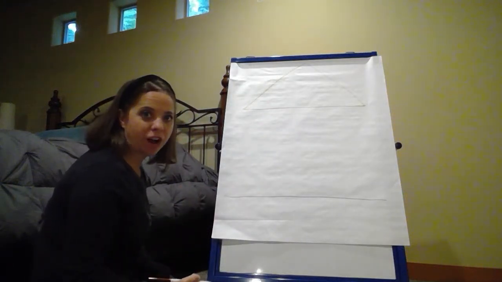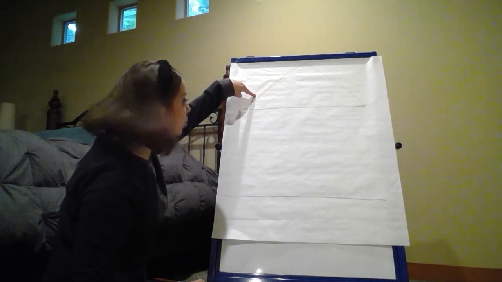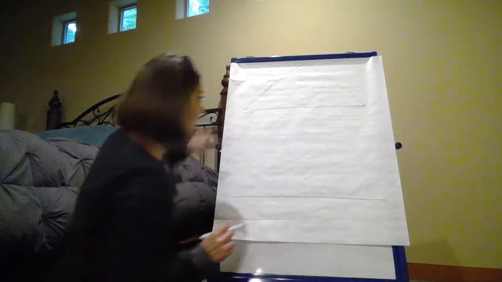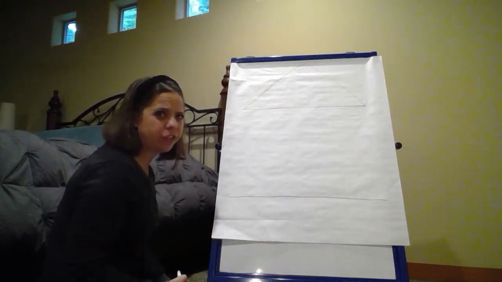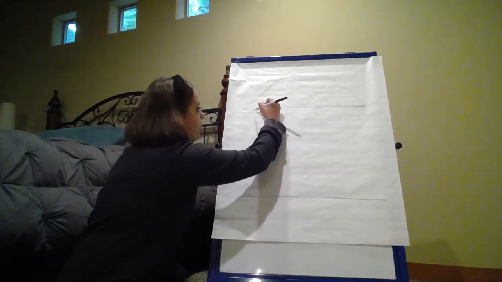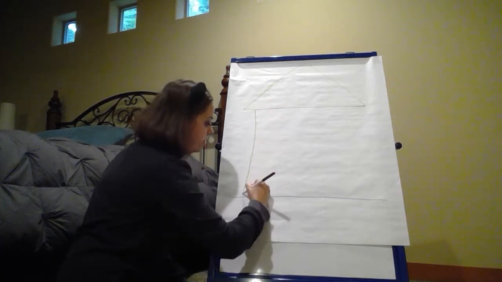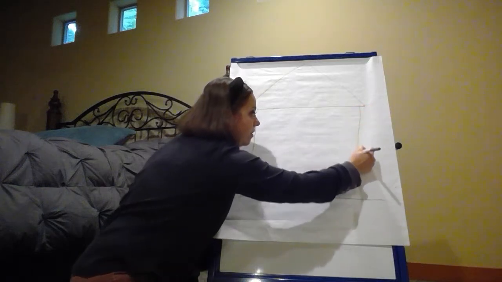What shape did I draw? This is a triangle. It has 3 sides. 1, 2, 3. You're right. Now I'm going to add to the triangle so you can see the thing that I'm drawing. I'm going to add a line going straight down and another line going straight down.